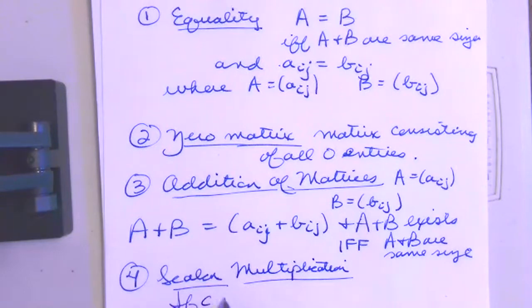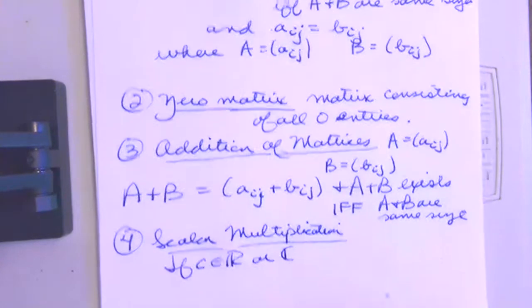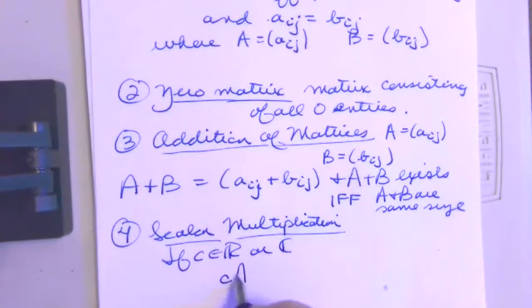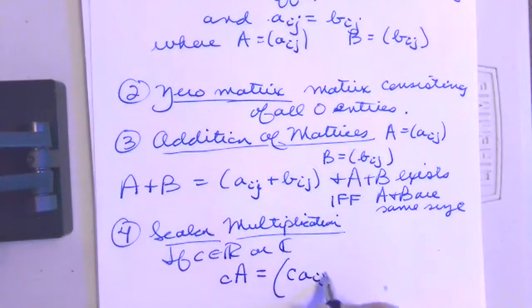If c is a real number, if c is an element of R or C, if it's a real or a complex number, then c times the matrix A is c times Aij. In other words, you multiply every entry inside the matrix by that number. And it doesn't matter if it's a real or complex number. That's how you do it. Just multiply everything inside by that.